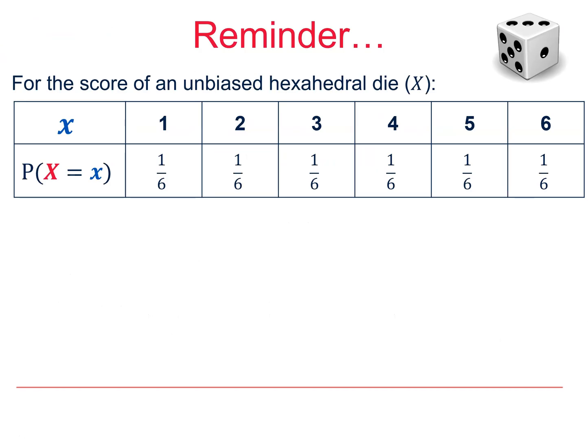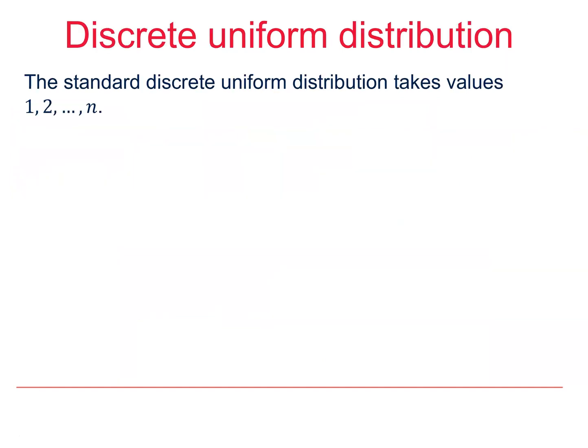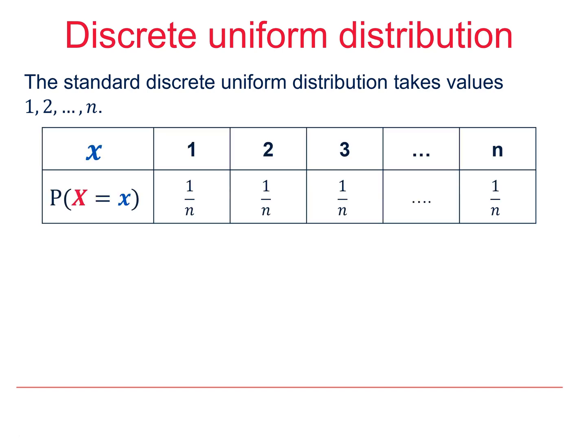You met the uniform distribution in the first section of Discrete Random Variables. Here's an example of it for a fair die. In general, the discrete uniform distribution looks like this.